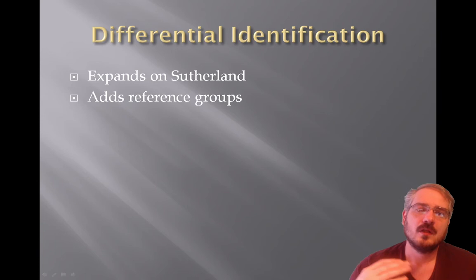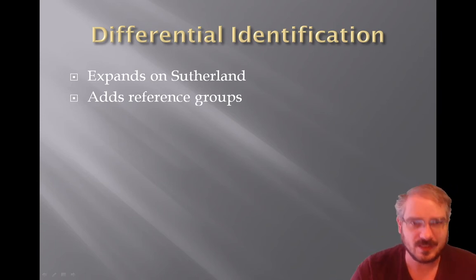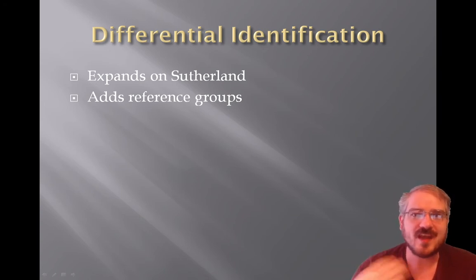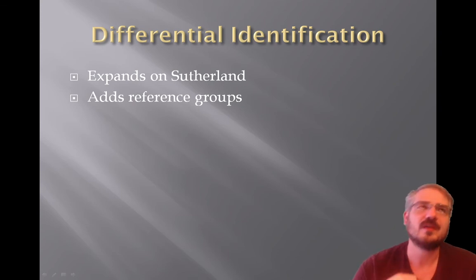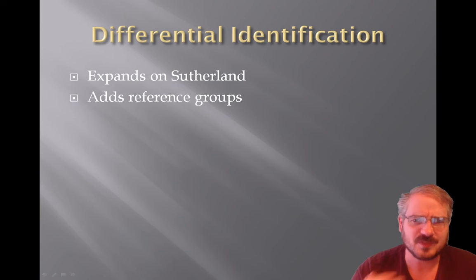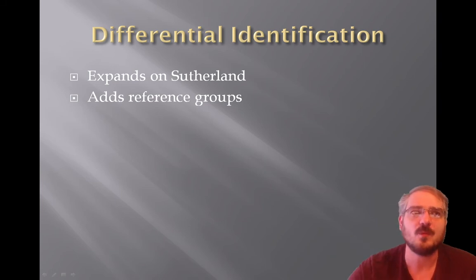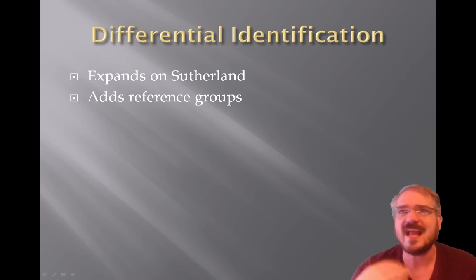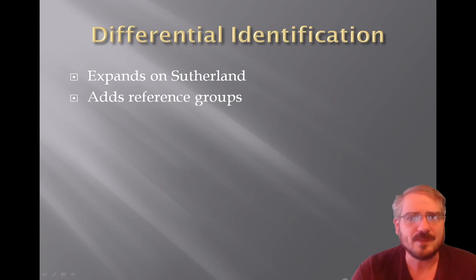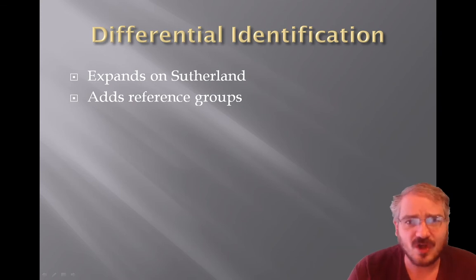Now, differential identification is essentially a very similar theory that came after Sutherland, but it recognizes that not only are we learning from those around us, not only are we learning from those we spend time with, our family and our peer groups and all the people that we're spending time with, but we can also learn from what are called reference groups, right? People that we look up to, people that we want to try and emulate. And these can be anything from people in the news to celebrities, to sports stars, right?